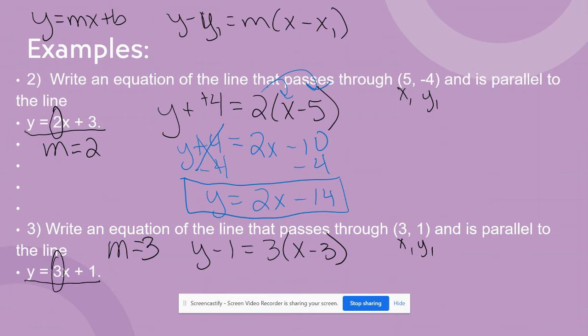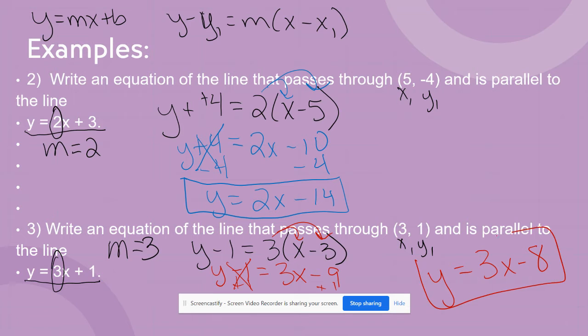If they wanted us to continue further, then we're distributing the 3. y minus 1 is equal to 3 times x is 3x, 3 times negative 3 is negative 9. Finish getting y alone by adding 1 to both sides. Those add to 0, so we have y is equal to 3x minus 8. You try 3 or 4 and 5, please, on the back side at the top.